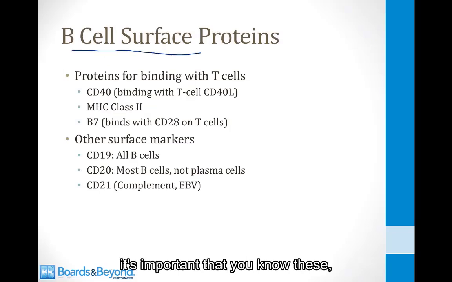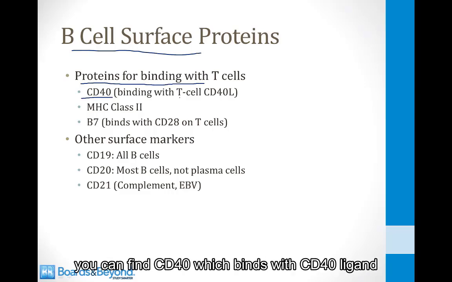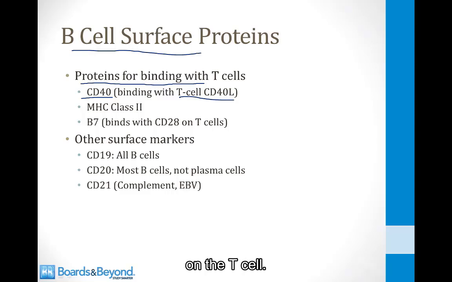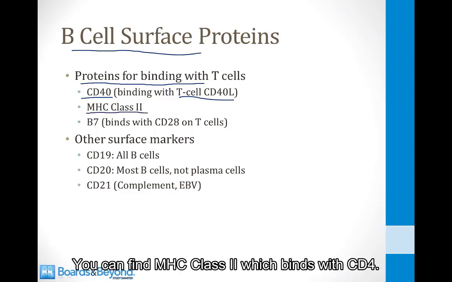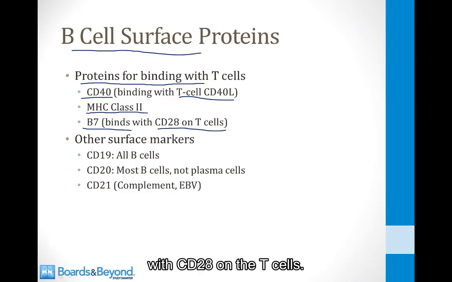It's important that you know these, especially for Step 1s. The first group are proteins that are important for binding with T cells, and we've already talked about all these. You can find CD40, which binds with CD40 ligand on the T cell. You can find MHC class II, which binds with CD4. You can also find B7, which binds with CD28 on the T cells.